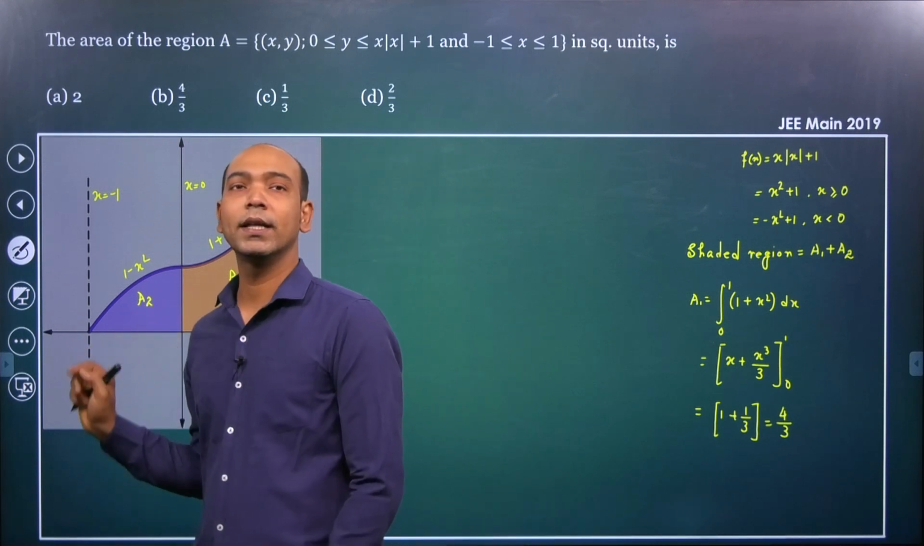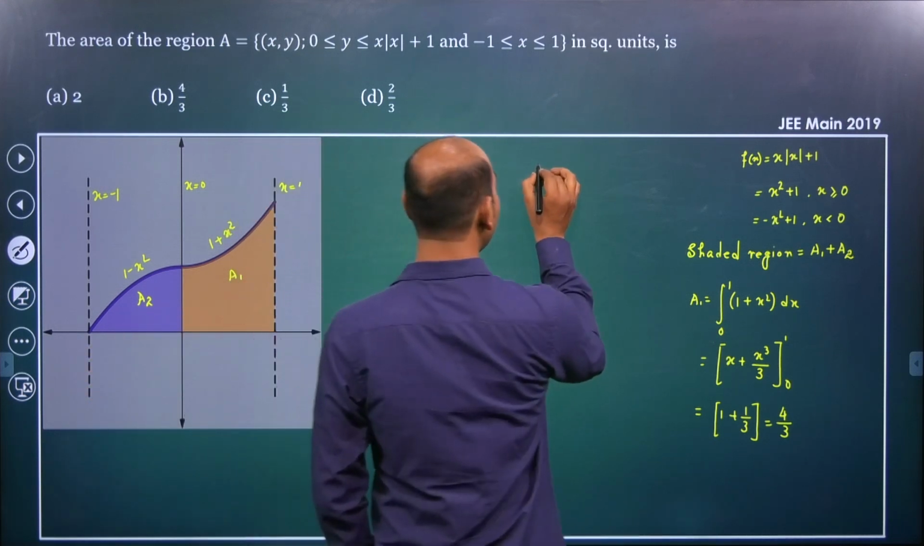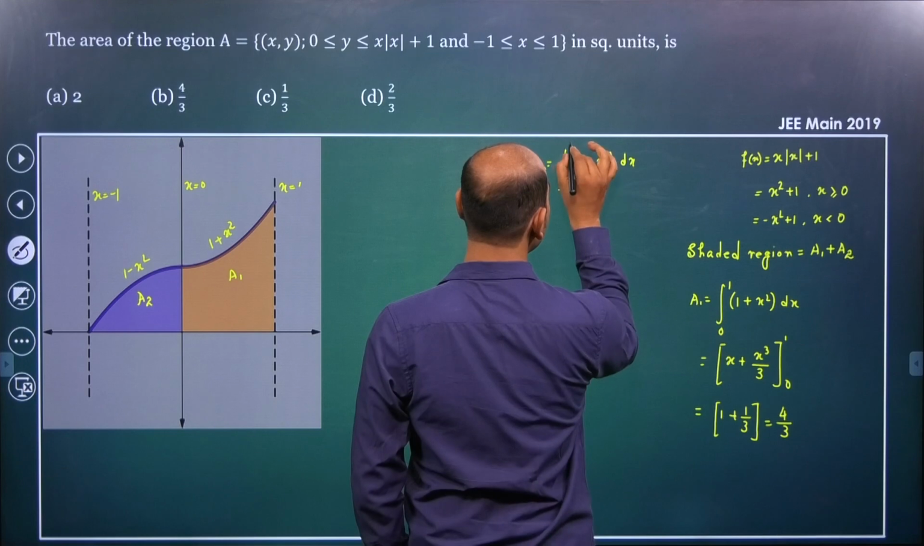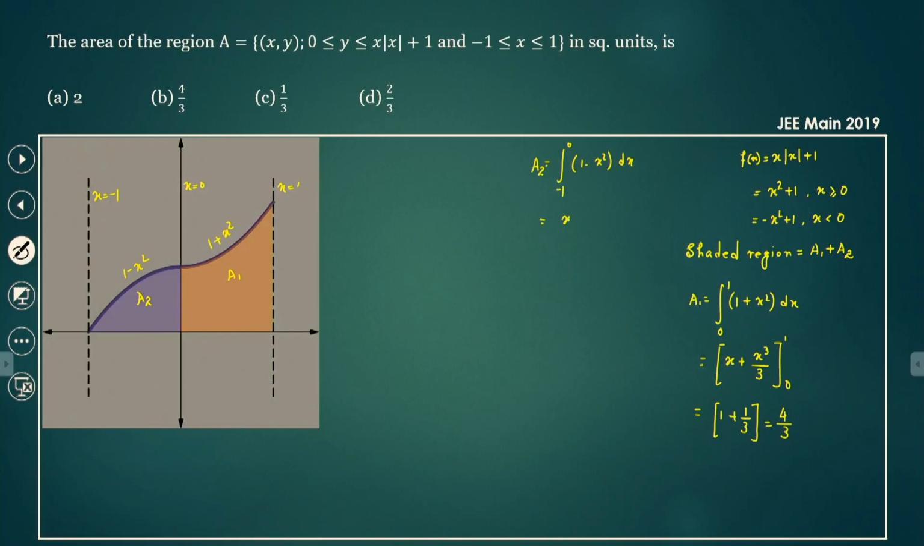Now we need to find the area A2. A2 is the integration of (1 minus x squared), but the difference is that our integration goes from minus 1 to 0. So x minus x cubed divided by 3, evaluated from minus 1 to 0. If I substitute 0, we get 0, minus the value at minus 1, which is minus 1 plus 1 by 3. That gives 1 minus 1 by 3, which is 2 by 3.